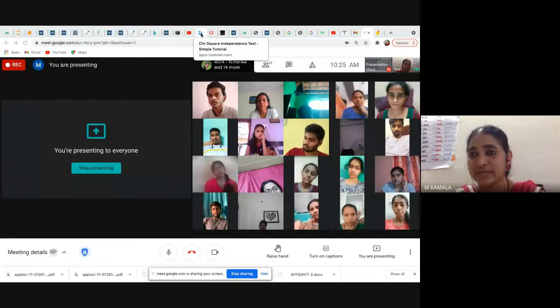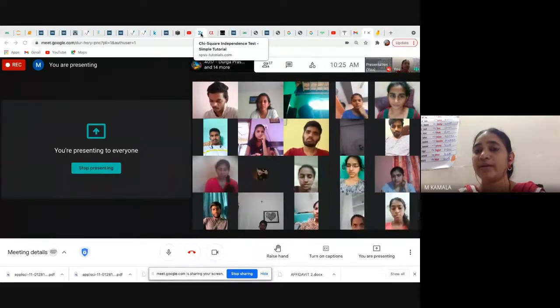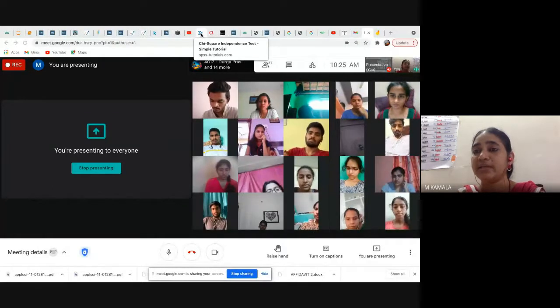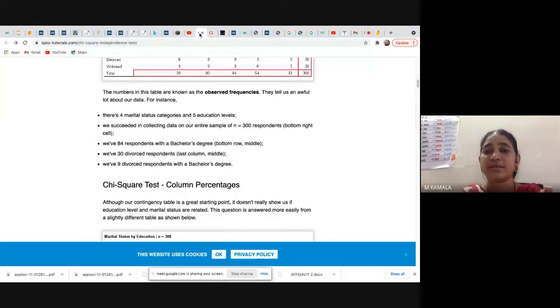Calculating the chi-square is very simple, but the interpretation of that chi-square is very important and critical. That is what we compare. Take that chi-square value and compare it with your p-test value and your degrees of freedom. Now let us scroll down very fast here.